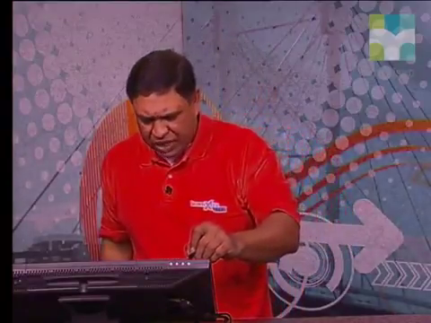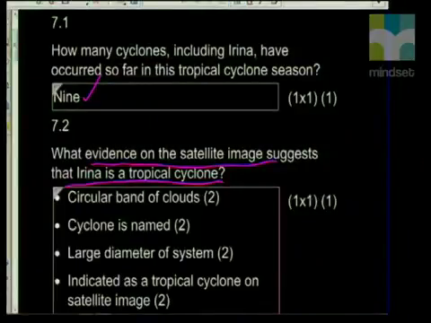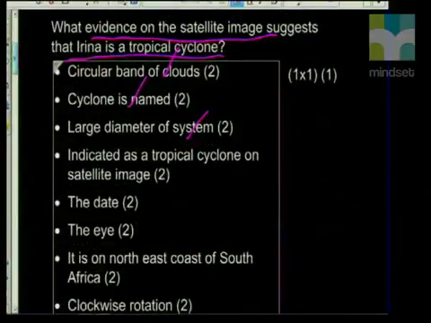All right, let's go to the next question. What evidence on the satellite images suggests that Irina is a tropical cyclone? We covered that already: the tight band of clouds, the eye that's formed in the center. The name is also telling us it's a tropical cyclone. Various of these things you worked out already. There are circular bands, the name, the large diameter, indicated as tropical cyclone on the synoptic weather map. It wasn't very clear there, but it tells you it's a tropical cyclone.